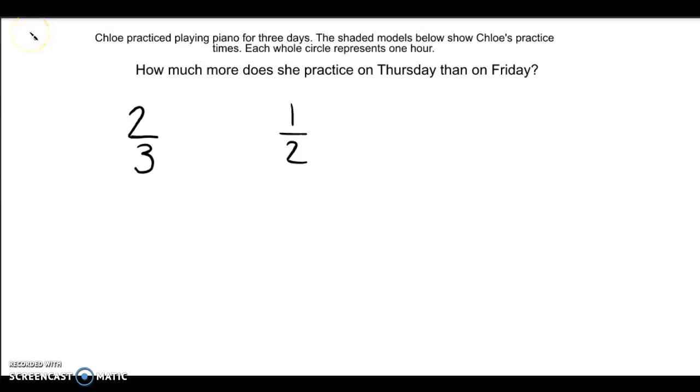All right, part 2 of number 1. So we're still working with the same fractions, but this question says, how much more does she practice on Thursday than on Friday? So we talked in class about how when we're comparing two amounts, like her practice time on Thursday versus her practice time on Friday, we know that's a good candidate for subtraction. So we are going to be doing the subtraction problem, 2/3 minus 1/2.